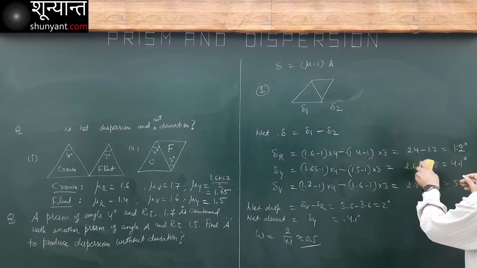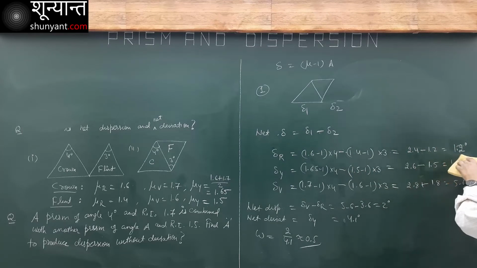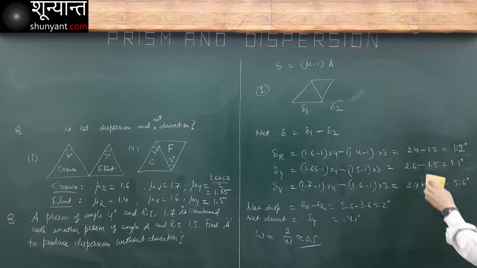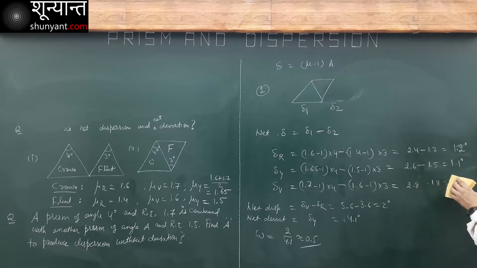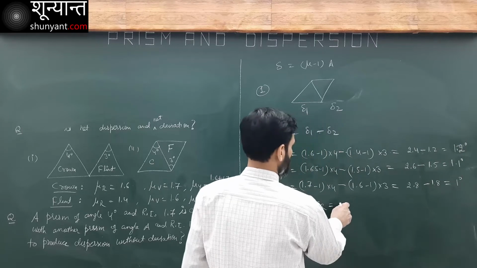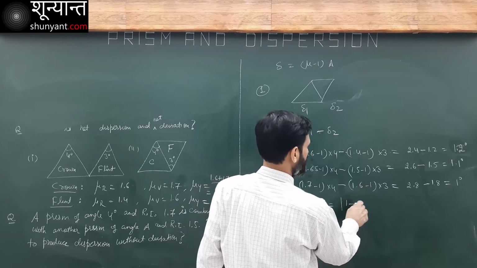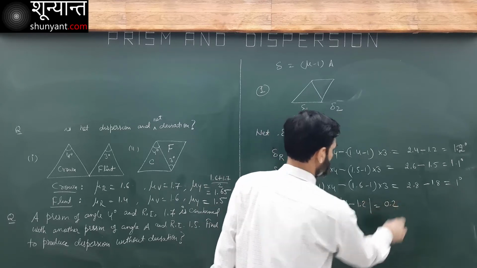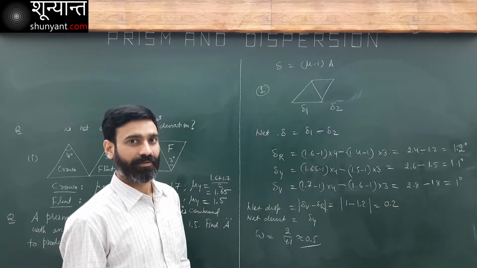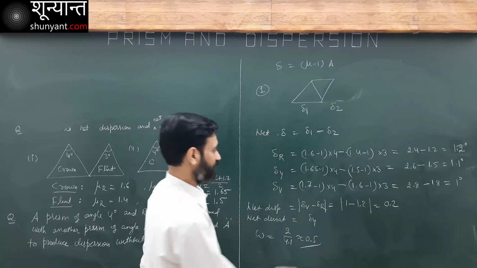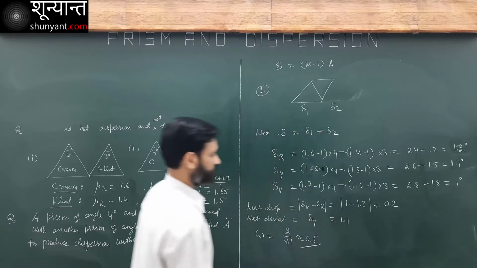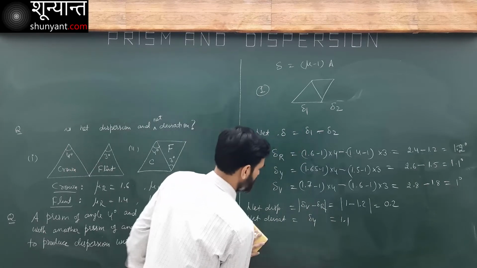Okay. This is going to be equal to 1.1 degree. And this also is going to be equal to 1. Okay, that's how we do it. This is net. Okay, it is equal to mod of this, so 1 minus 1.2, it is 0.2. Okay, we will see what will happen. This will be 1.1.